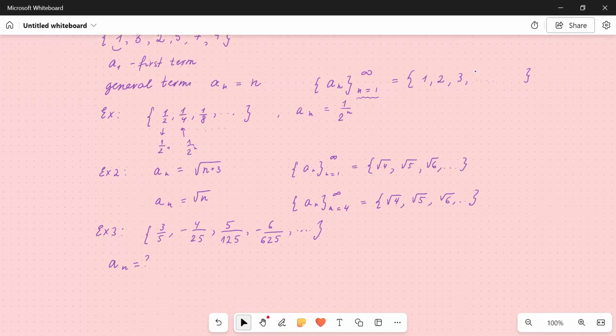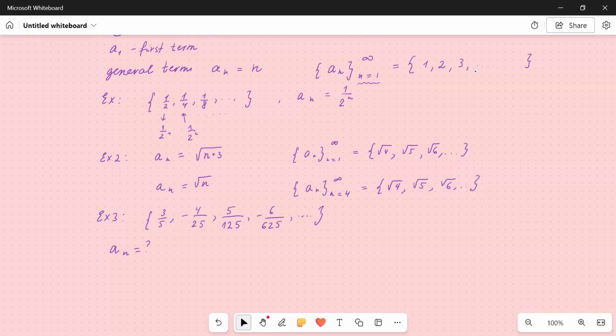Well, we need to look for some patterns in our numbers or terms of a sequence, right? If you look at our denominator first, the denominator looks like it's powers of 5, right? This is 5 to the power of 1, 5 to the power of 2, here 5 to the power of 3, here 5 to the power of 4. So probably the denominator of my sequence is going to be 5 to the power of n, right?